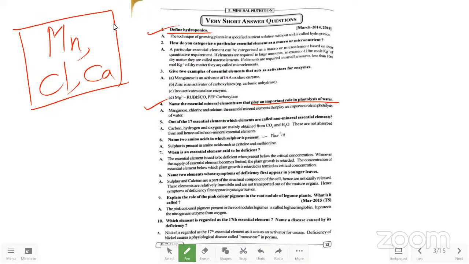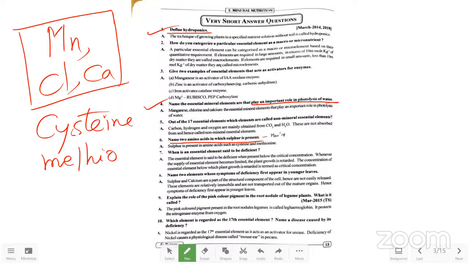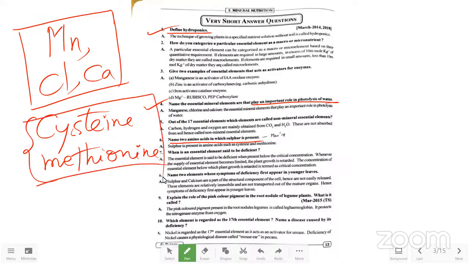Next one. Name the two amino acids in which sulfur is present. Those are cysteine and methionine. These are the two amino acids where sulfur is present.